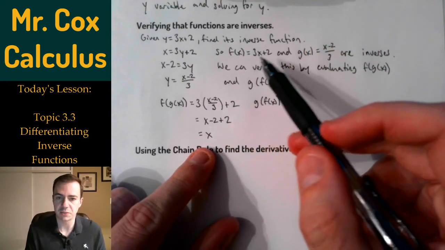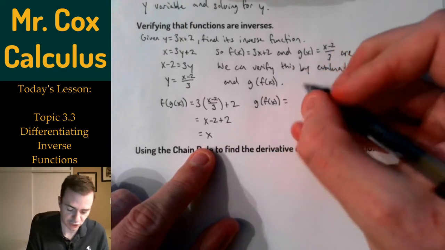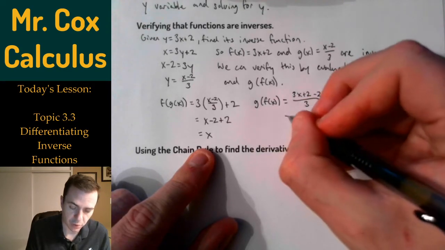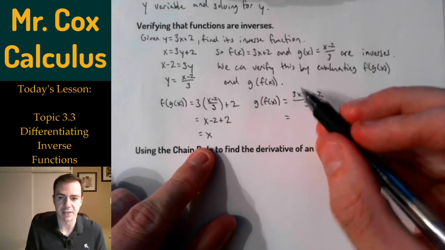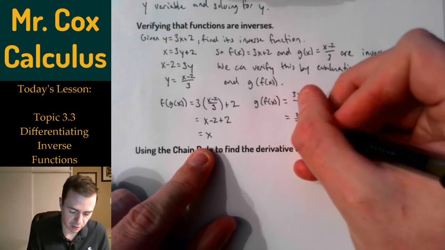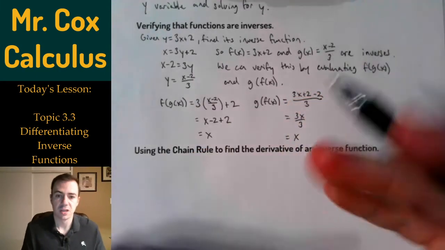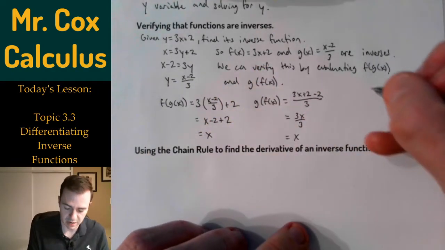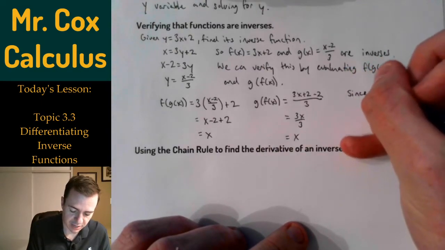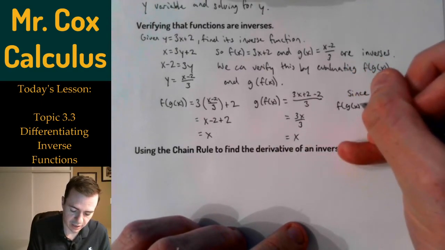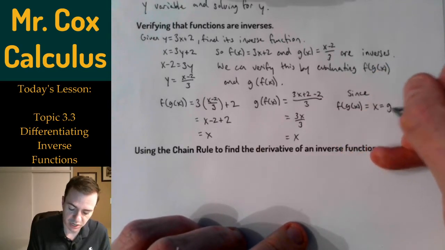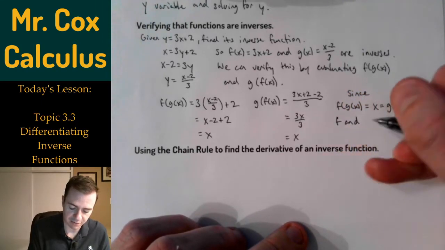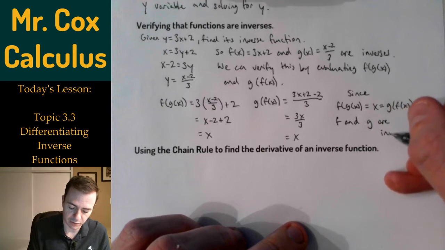So I take f of x, which is 3x plus 2. I'm going to input it into g. So (3x plus 2 minus 2) over 3. Well, the plus 2 and the minus 2 will cancel, and I end up with 3x over 3, which is x. So I get this to work out. I can verify that, yeah, these two functions right here are inverses of each other. And we can say since f of g of x equals x, which equals g of f of x, we can say f and g are inverses.